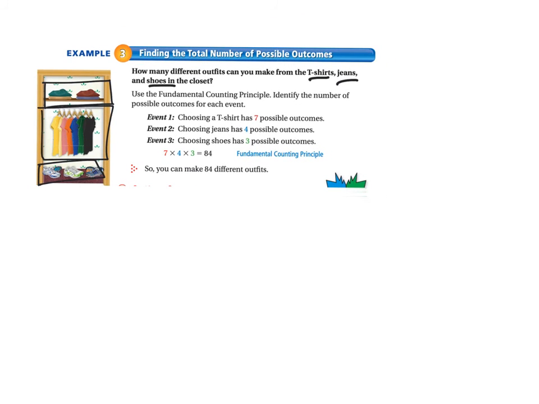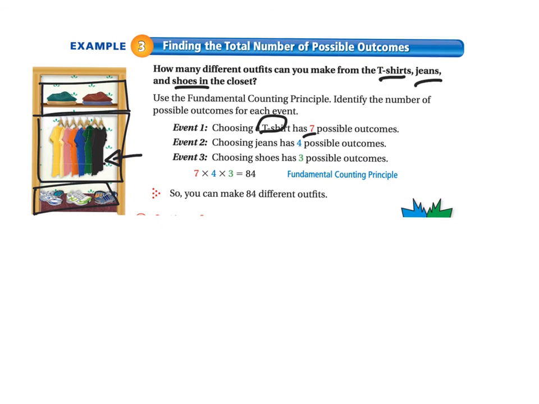Okay, so all I need to do using the fundamental counting principle is figure out how many possible outcomes there are for each event. Looking up here, I'm going to start with my t-shirts, and apparently 1, 2, 3, 4, 5, 6, 7. I see 7 t-shirts hanging in the closet. So there are 7 possible outcomes there. Moving on to the jeans, looking in my closet, apparently I've got 1, 2, 3, 4. There are 4 possible outcomes for jeans. And looking at my pairs of shoes, 1, 2, 3. 3 possible outcomes there.